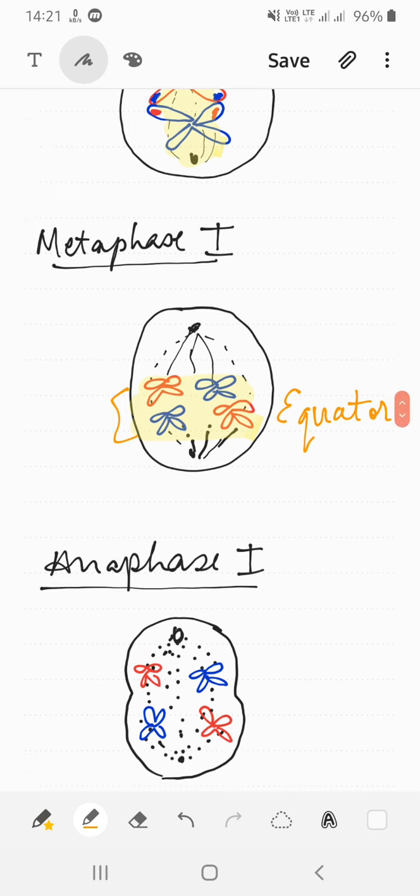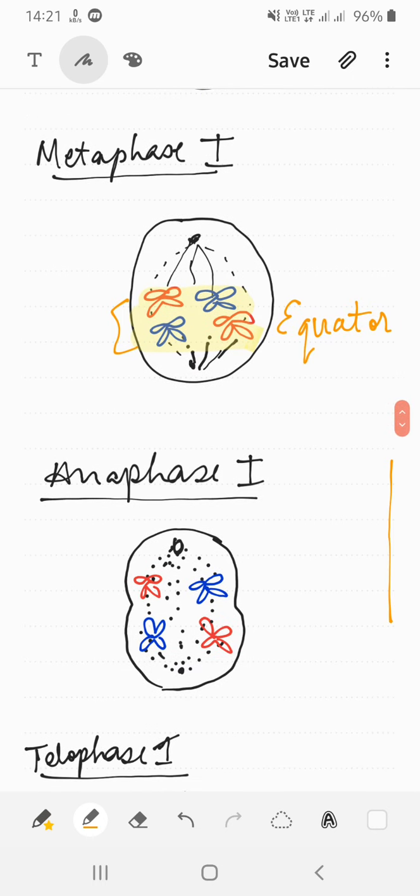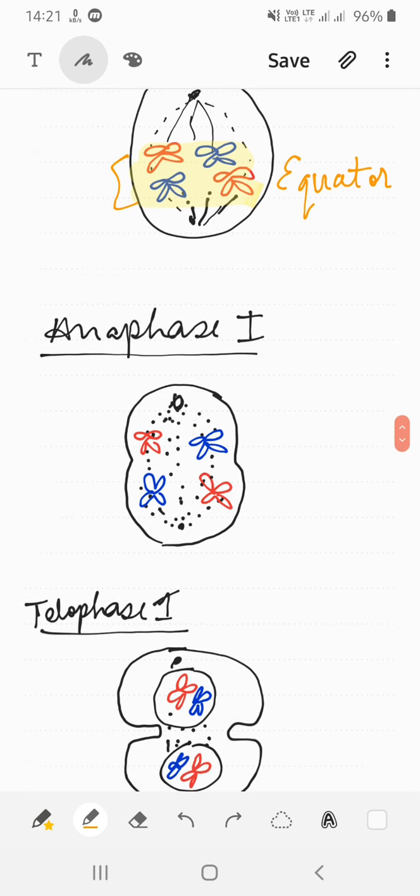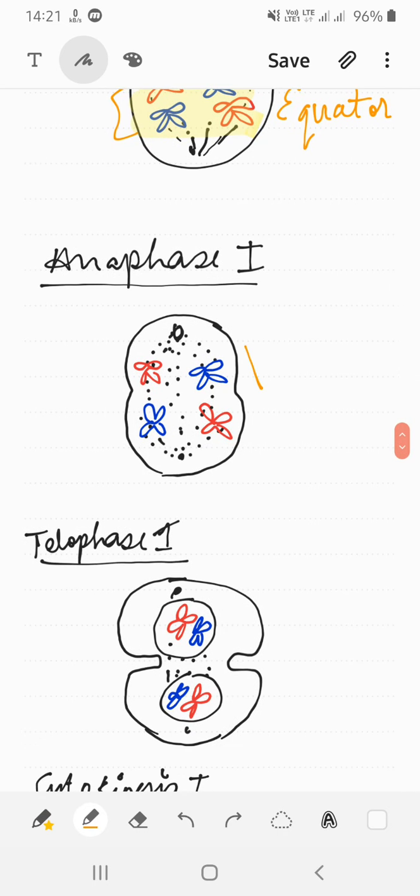Next is your anaphase 1, in which they start moving towards the opposite side without splitting of the centromere. Here no splitting of centromeres takes place, so that is your anaphase 1.